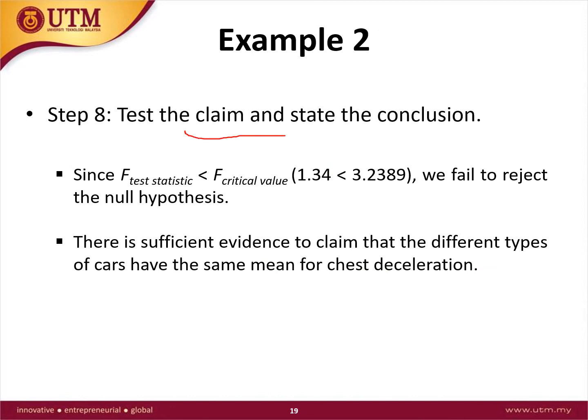So this is the claim. Because the F test statistic is less than the F critical value, we fail to reject the null hypothesis. So there is not sufficient evidence to reject the claim that the different types of car have the same means for the chest deceleration.